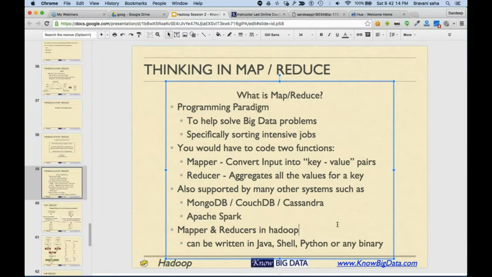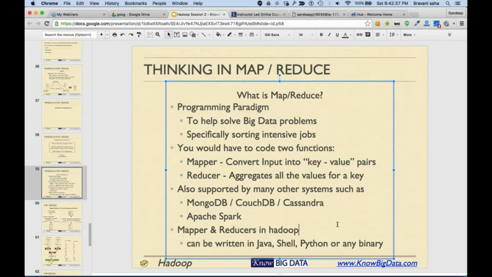So basically, you have to code two functions called mapper and reducer. The mapper converts the input into key and value, and the reducer knows how to combine multiple values for each key. If there are multiple values for each key, you'll get them in the reducer, and the reducer can aggregate that and return it. It's like saying group by. It's like a grand group by.